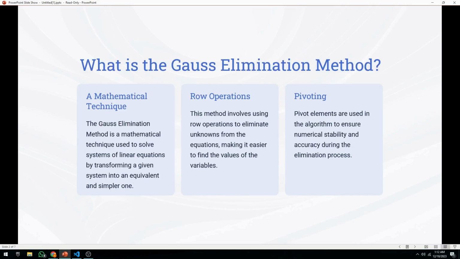And the second method is about row operations. This method involves using row operations to eliminate unknowns from the equations, making it easier to find the values of the variables. And now moving towards the third method, that is pivoting. Pivot elements are used in the algorithms to ensure numerical stability and accuracy during the elimination process.